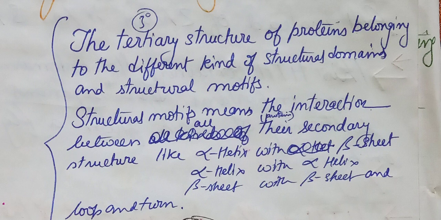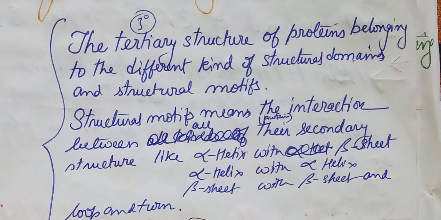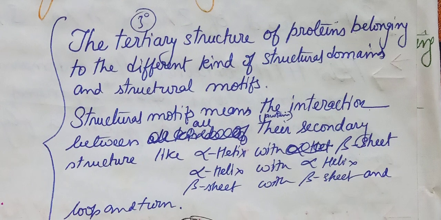Structural motifs mean interaction between the secondary structures. If you say in simplicity, what are motifs here, motifs are the patterns found in the protein which are able to do a certain function. So structural motifs mean interaction between secondary structures, like the alpha helix interacting with a beta sheet, the alpha helix interacting with another alpha helix, or a beta sheet with another beta sheet, and loop and turn. The interaction between them creates a specialized structure called a motif which is able to do a certain function.